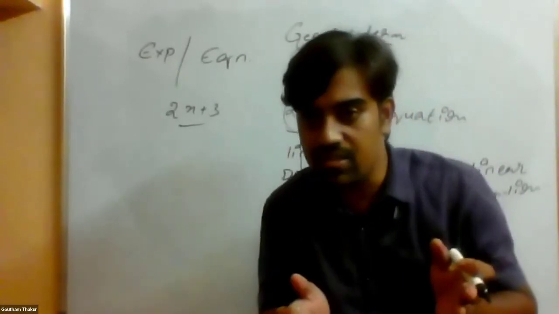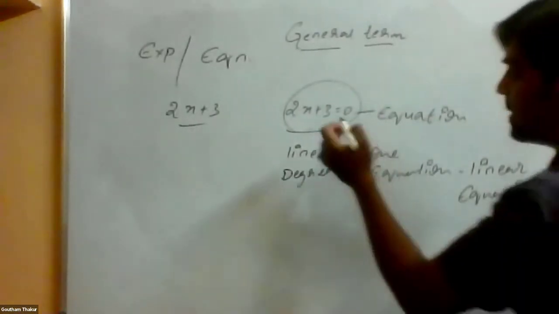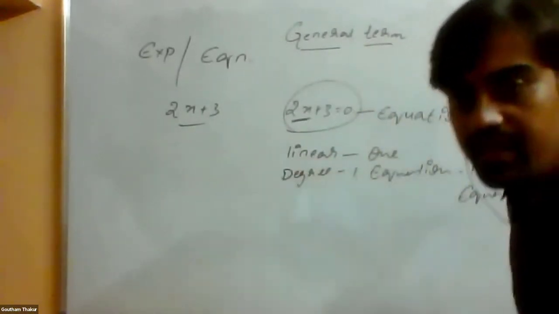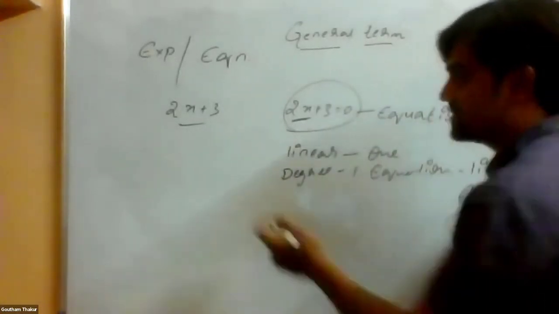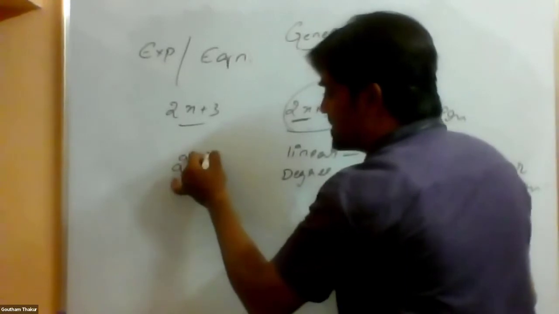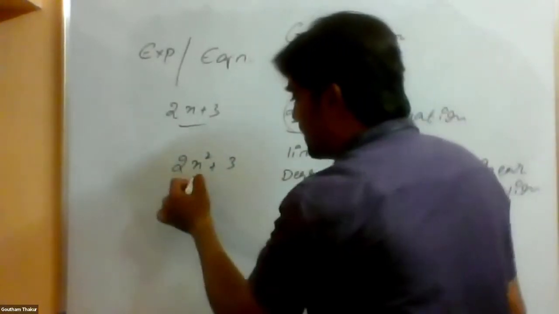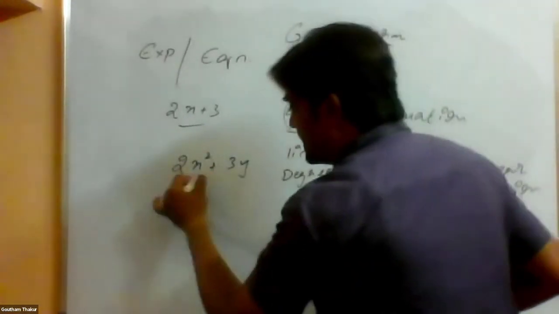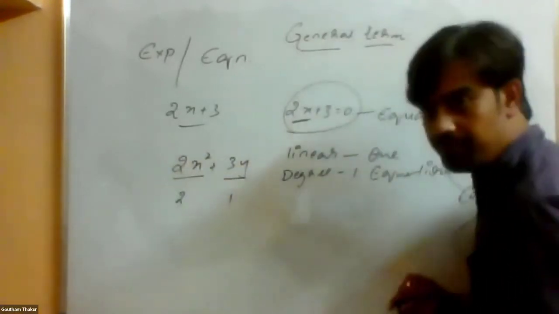When I say linear equations, what do you mean by a degree 1? Degree 1 in the sense the power of the term. Let me quickly explain what exactly this thing is. Say for example I have 2x square plus 3. What is the degree? The highest power. Or I would say 2x square plus 3y. What is the degree? The power of this is 2. The power of this is 1.